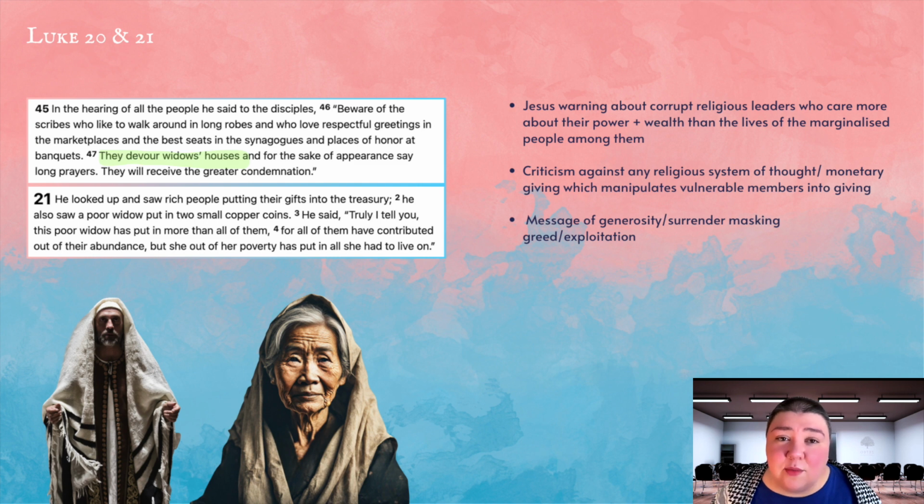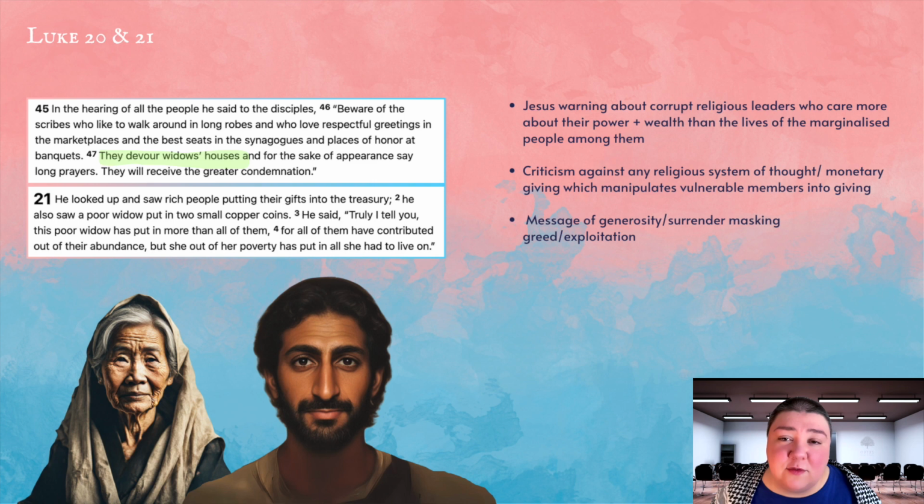The scribes, those who are experts at scripture, are described as devouring widows' houses. Jesus is condemning their exploitation and says those who prop up these practices will be punished severely. Quite a different message coming out of Luke 21 when we read it in its proper context.